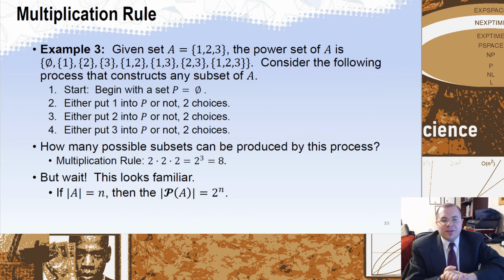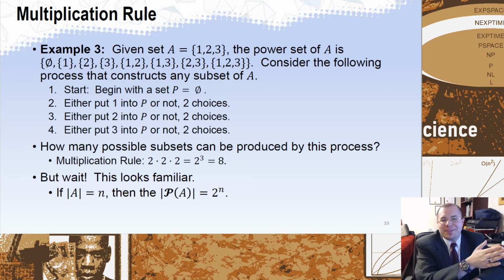So here's the point. Notice that every single time I make two choices. So I end up with 2 cubed. So 2 times 2 times 2 is what the multiplication rule will tell me. And I get 8. But wait, this should look very familiar to you. If I'm counting up how many possible subsets there can be, notice that my process either puts the element in the set or does not, and it does it for each element in A.